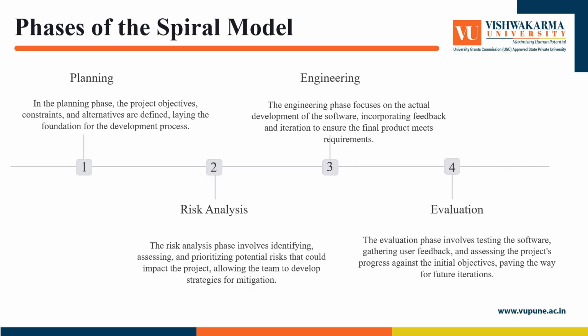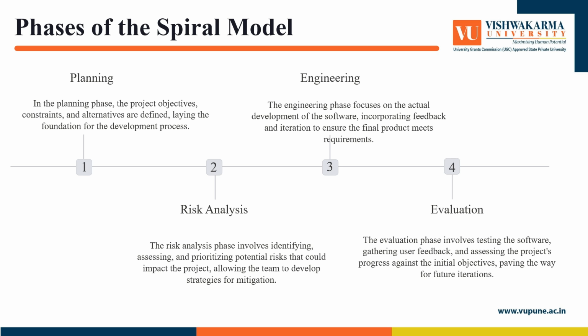Phases of the spiral model. First, planning. In the planning phase, the project objectives, constraints, and alternatives are defined, laying the foundation for the development process. Second, risk analysis. The risk analysis phase involves identifying, assessing, and prioritizing the potential risks that could impact the project, allowing the team to develop strategies for mitigation.